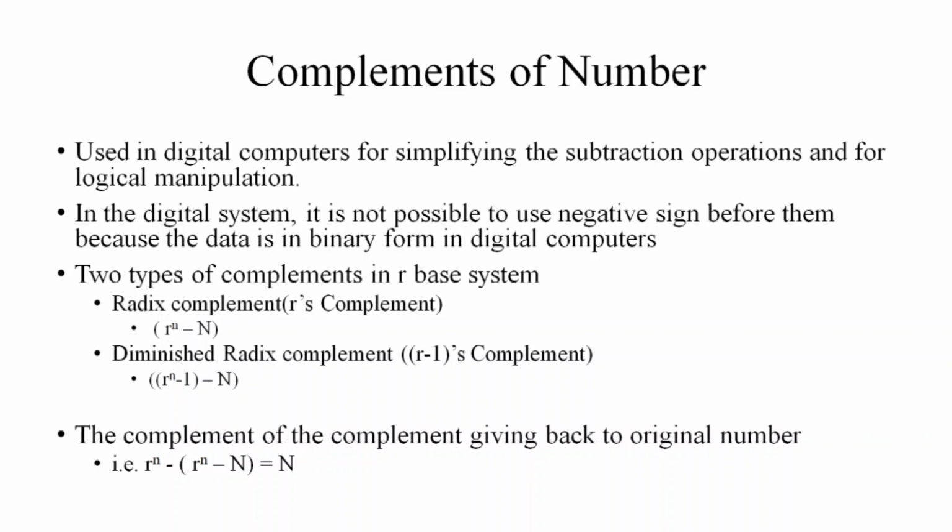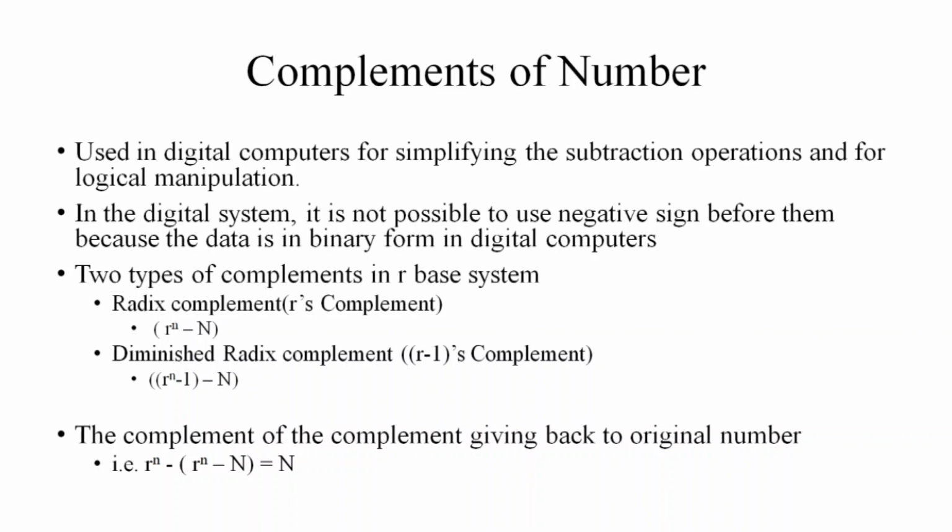Based on the base of the number system, complements are of two types. Radix complement: what is radix here? Radix is nothing but the base of a number. If the base of a number system is R, then it is known as the R's complement, also called the radix complement, and the diminished radix complement, also known as the R minus 1's complement. When the base of the number system is 10, R's complement is the 10's complement, and the diminished complement, R minus 1, means the 9's complement.